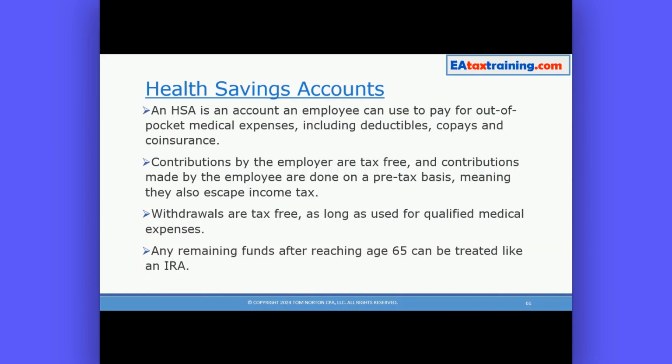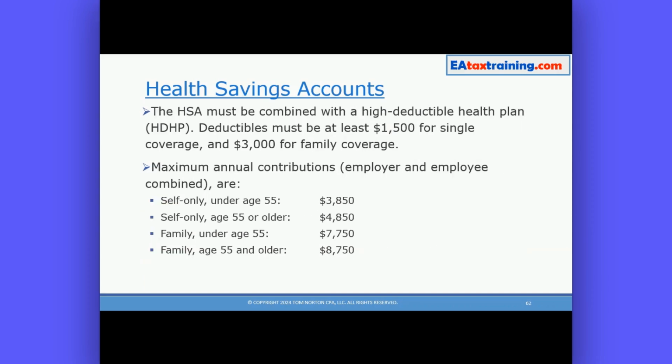And any remaining funds after reaching age 65 can be treated like an IRA. So health savings accounts are great. You can put the money in there on a pre-tax basis, and that money can build up and build up and build up. You don't have to use it each year. And once you reach age 65, then you can be on Medicare, and you can treat any amount that's in your HSA just like you would treat an IRA.